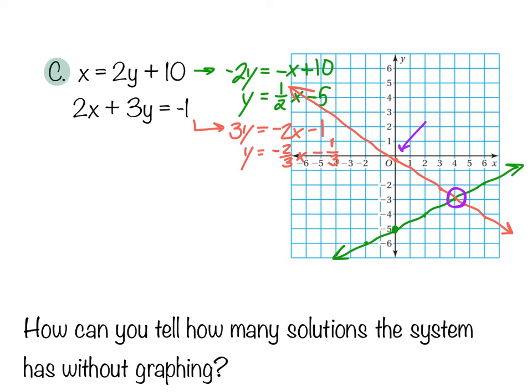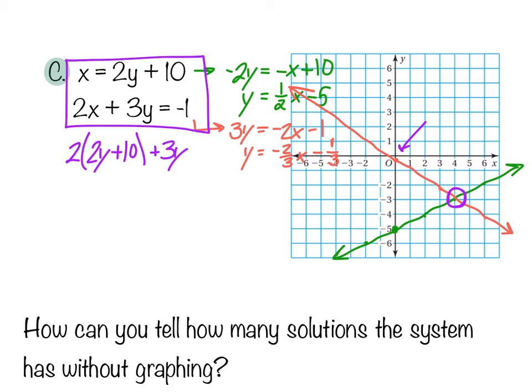Now, I know in your big ideas, they graph the line for you. That makes it easy. But if you don't have software like that to graph, then I would really suggest using algebra. And for this one, I would use substitution, because we already have x solved for. So 2 times, in place of x, I'm going to plug in 2y plus 10, plus 3y equals negative 1. And we'll just solve that.